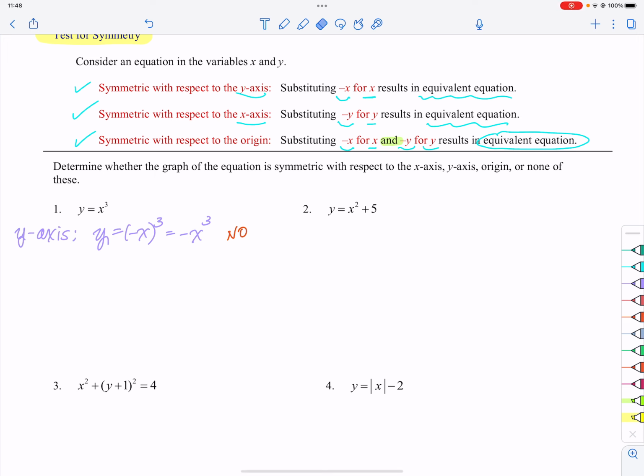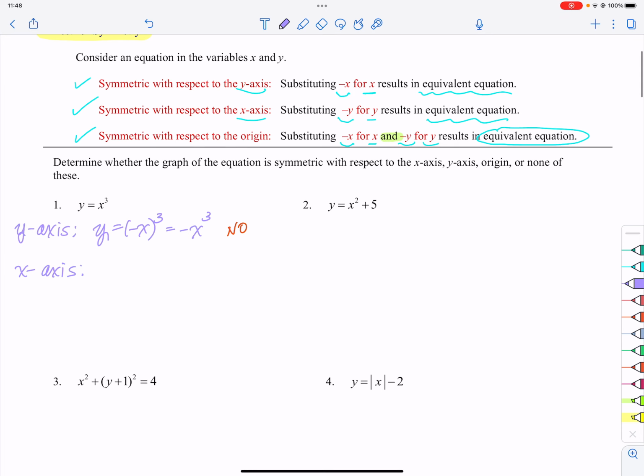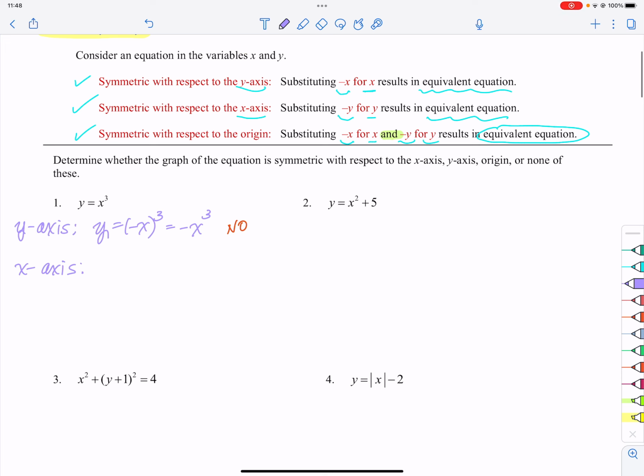Okay, now the x-axis. To test for symmetry with respect to the x-axis, we replace y with a negative y, and as you can see, we end up with y equals the opposite of x cubed. That's also a no, that's not what we started with.